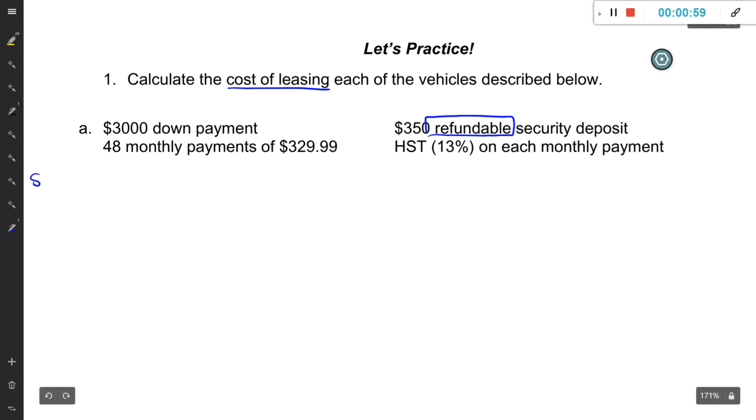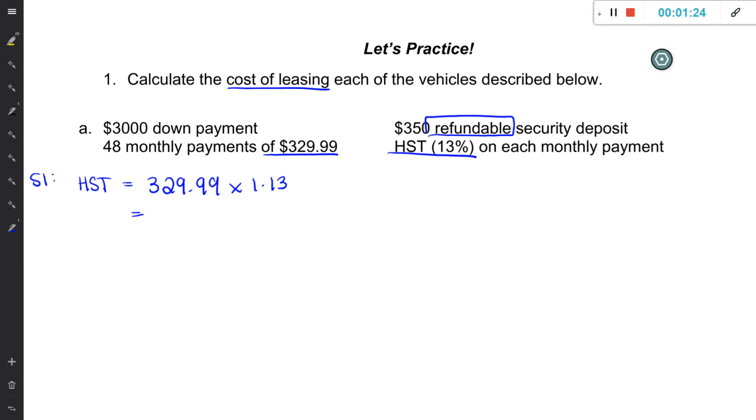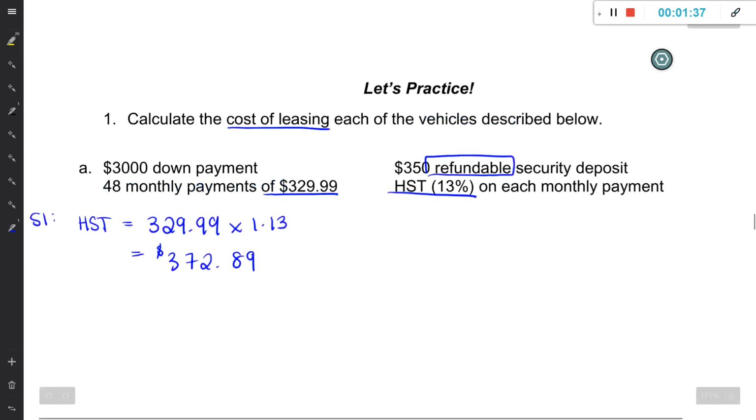So step one is always going to be, what is my monthly payment, right? So my monthly payment is this plus the HST. So I'm going to go and find that. How do I find HST? HST is equal to the cost multiplied by 1.13, right? So I'm just going to put that in. Punch that into your calculator. You should get $372.89. Okay? And so that's going to be your monthly payment each month. So then go back up here.